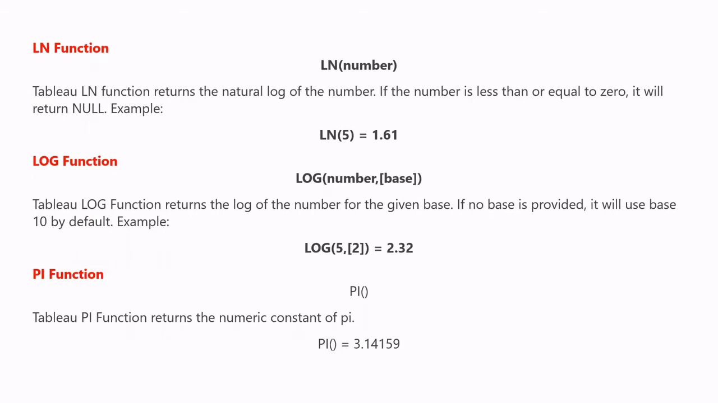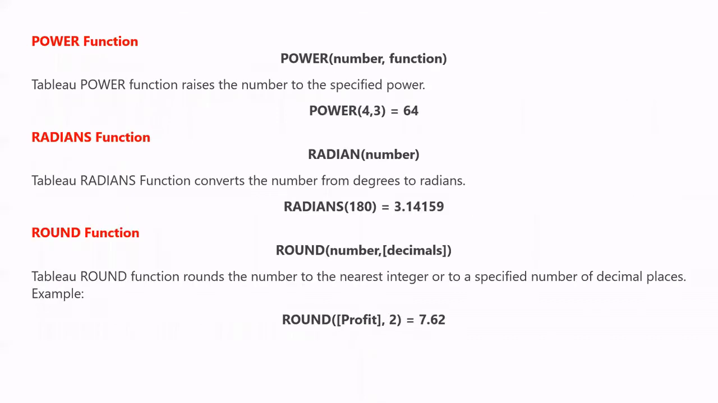The ln function returns the natural log of the number. The log function returns the log of the number based on the given base, at any base whichever you want. If no base is provided, by default it takes 10, which is the mathematical convention when no base is mentioned. And the pi function returns the value of pi. The power function is quite direct. If you give the number and the exponent and use the power function, you'll be able to calculate.